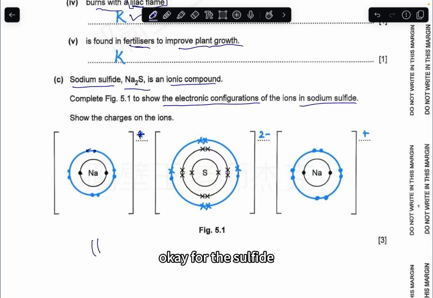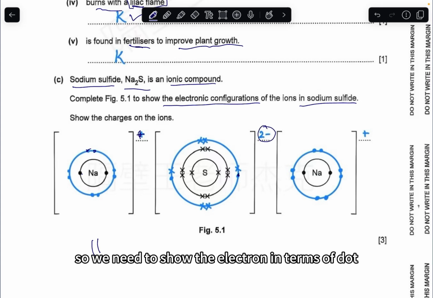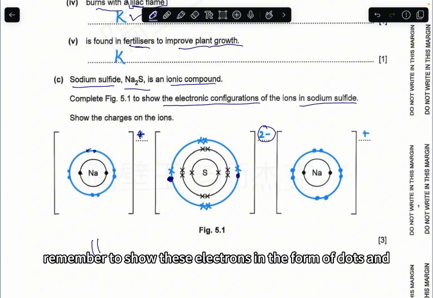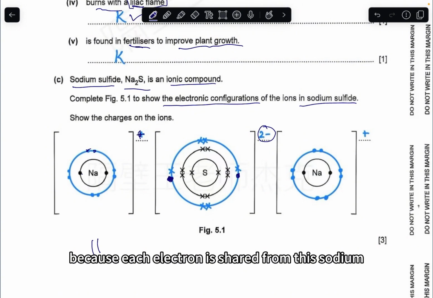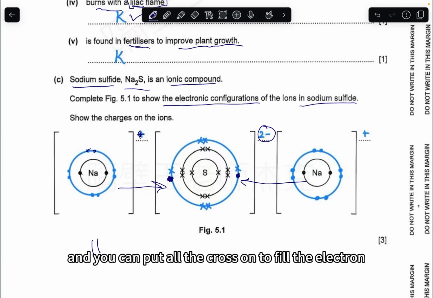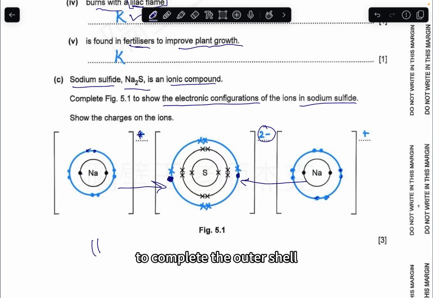Okay, for the sulfide, because it has a minus 2 charge, it gained 2 electrons. So we need to show the electrons in terms of dots. This is very important. Remember to show these electrons in the form of dots. Each electron is given from this sodium, and you can put the crosses on to fill the electron shells. Do the same with this sodium to complete the outer shell.